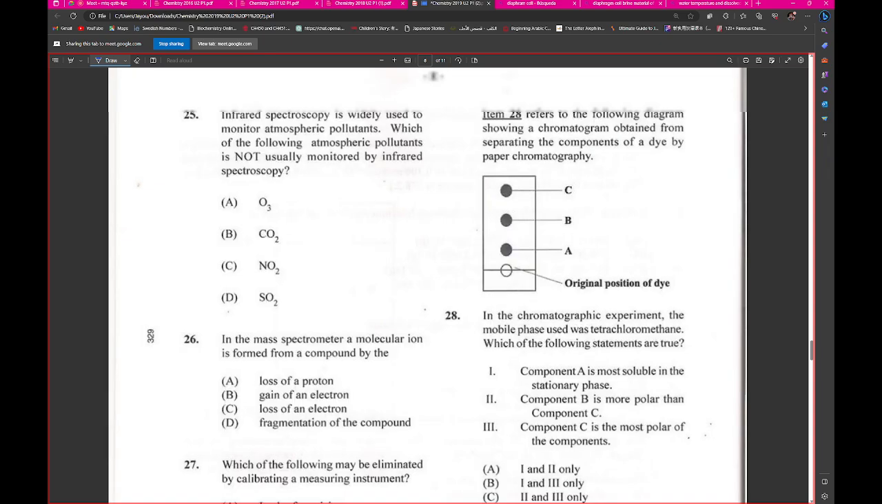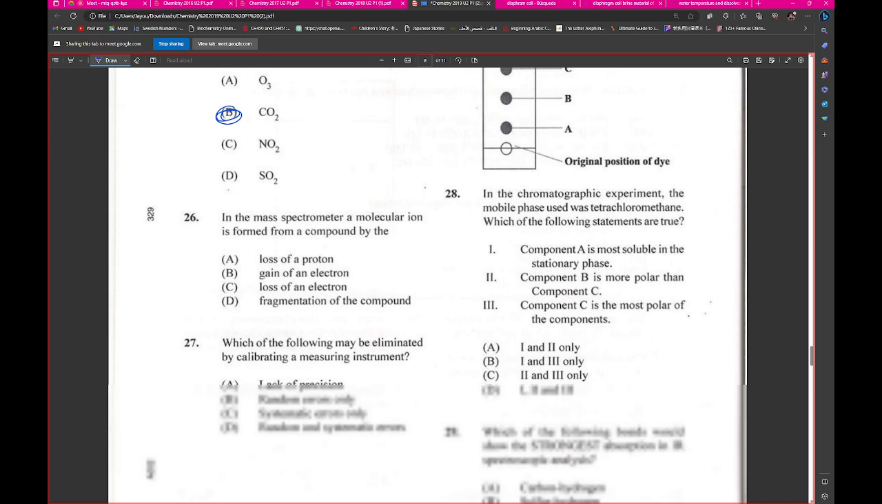Infrared spectroscopy is widely used to monitor atmospheric pollutants. Which of the following atmospheric pollutants is not usually monitored by it? Okay, so we know this to be what? CO2. The mass spectrometer, right? Or B. Okay, in the mass spectrometer.